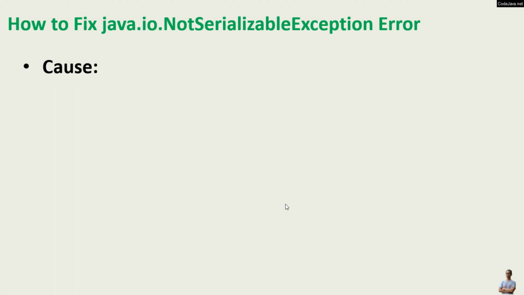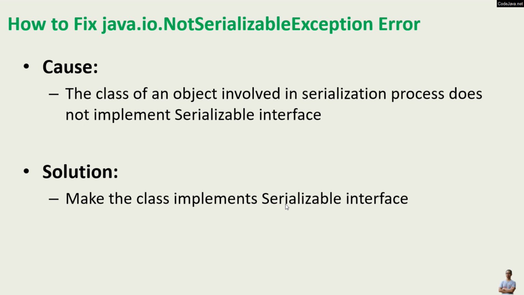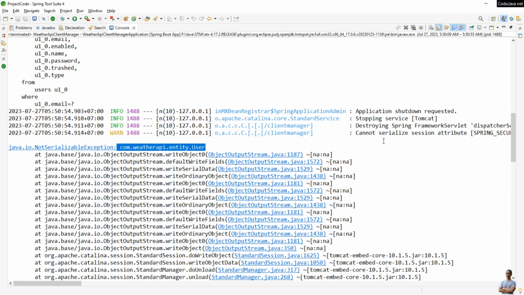You know, the cause of the java.io.NotSerializableException error is the class of an object involved in the serialization process does not implement the Serializable interface. And the solution is pretty simple. Just make the class implement the Serializable interface and also declare a serial version UID. Let me show you how to fix this error.